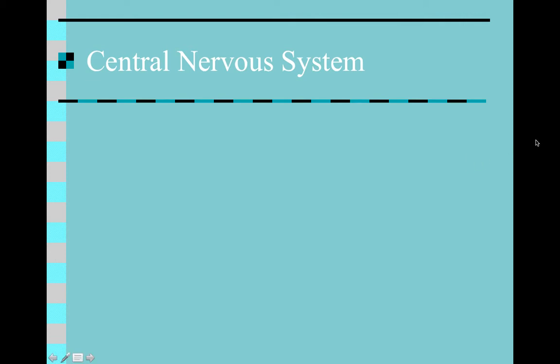Good morning. This lecture is going to go over the central nervous system. At this point, you should have a good understanding of the neurons and neuroglia that make up the tissue of our nervous system, whether it be our central nervous system or our peripheral nervous system. The central nervous system is going to be made up of the brain and spinal cord.